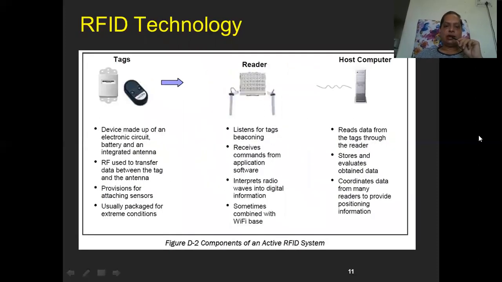If you see the active RFID system, the tag itself contains the antenna. These devices are made up of an electronic circuit, a battery, and an integrated antenna inside, and they send the data directly to the reader. The reader reads it, and the host computer uses that data.